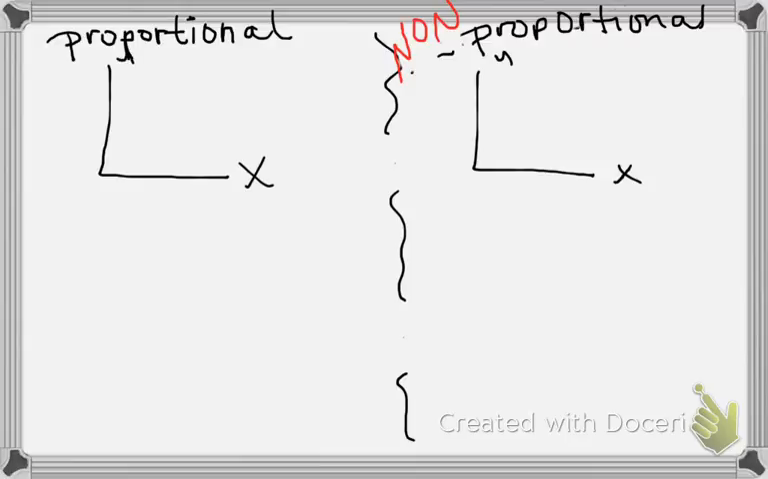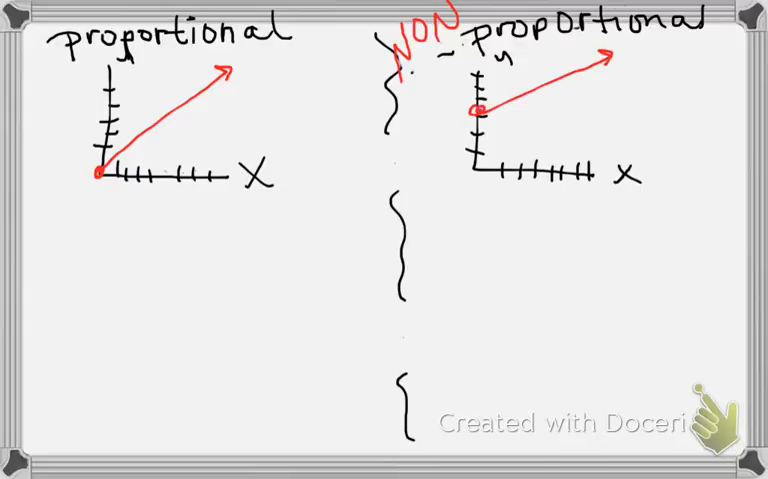Okay, on a graph, the proportional starts at the origin. It's always at the origin, so the line will always go from the origin, 0, 0. But on a non-proportional, it starts somewhere else other than the origin, and it can be anywhere on that y-axis. It could start somewhere right here and go this way.